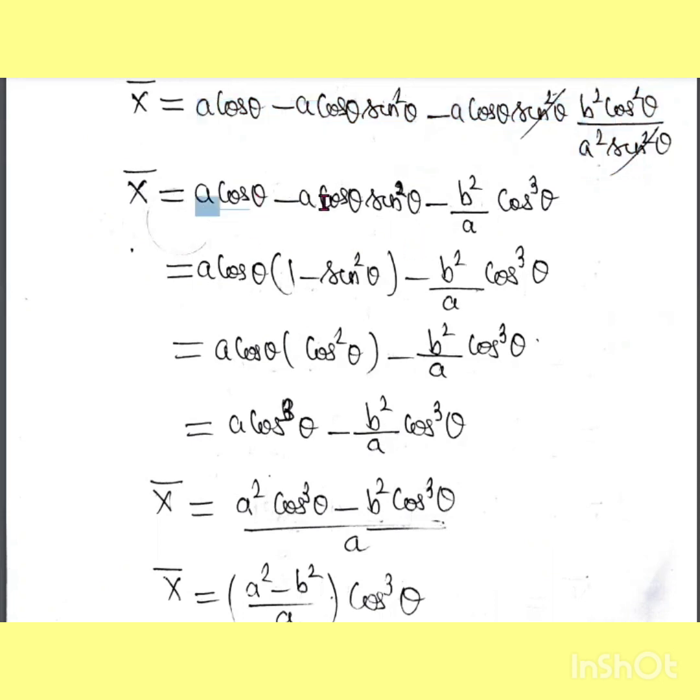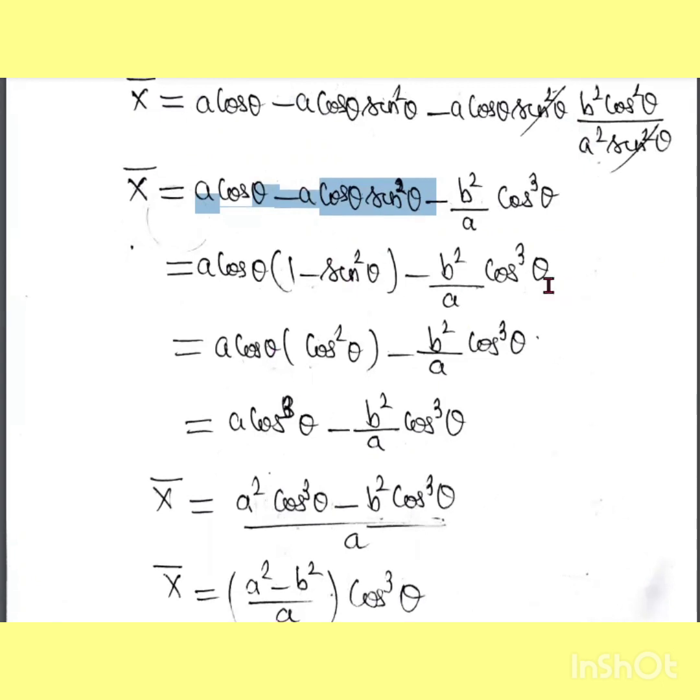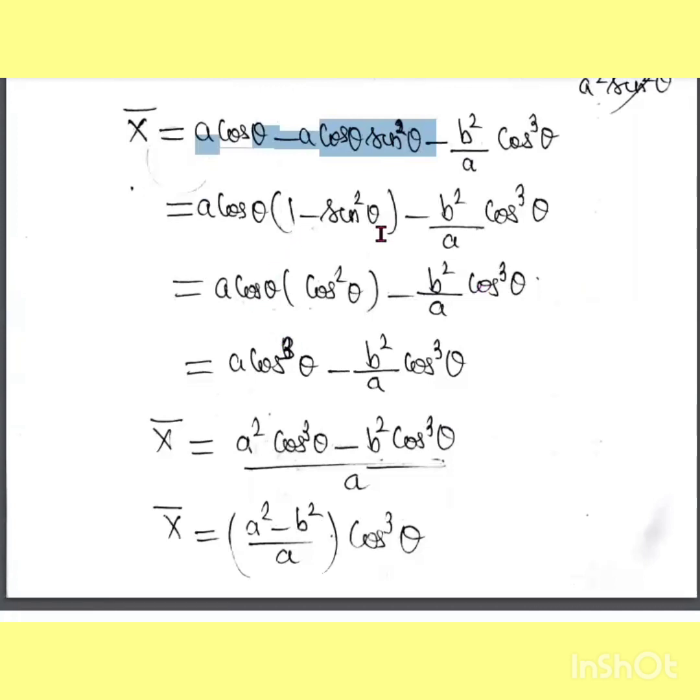So A cos theta is the first term. In the second term, minus A cos theta sin square theta. You can take A cos theta as common. So A cos theta into (1 minus sin square theta) minus B square by A cos cube theta. What is 1 minus sin square theta? Cos square theta, minus B square by A cos cube theta.